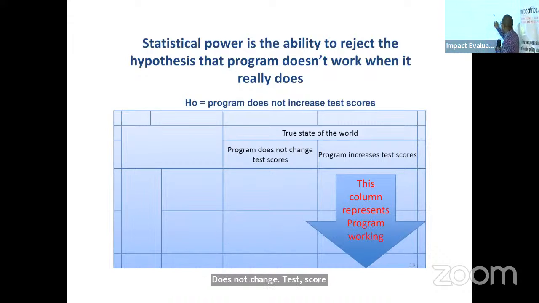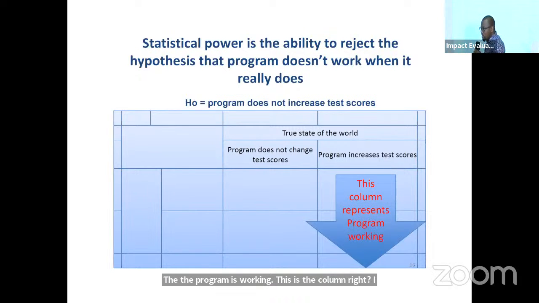Scenario number two, program increases test score. What does this column represent? This one: the program is working. This is the column, right? Are we together?